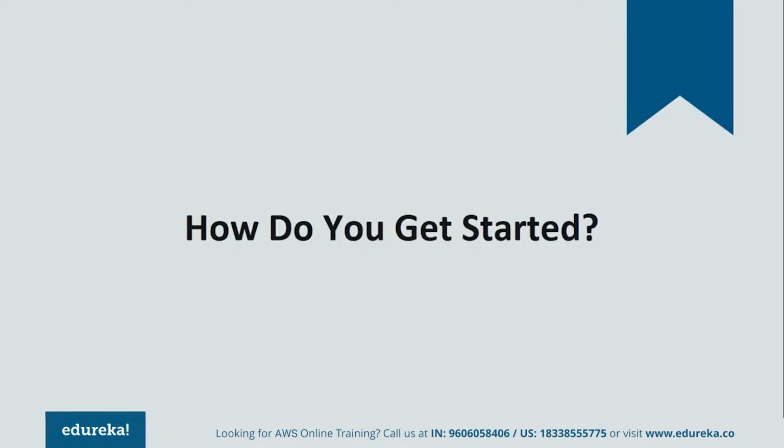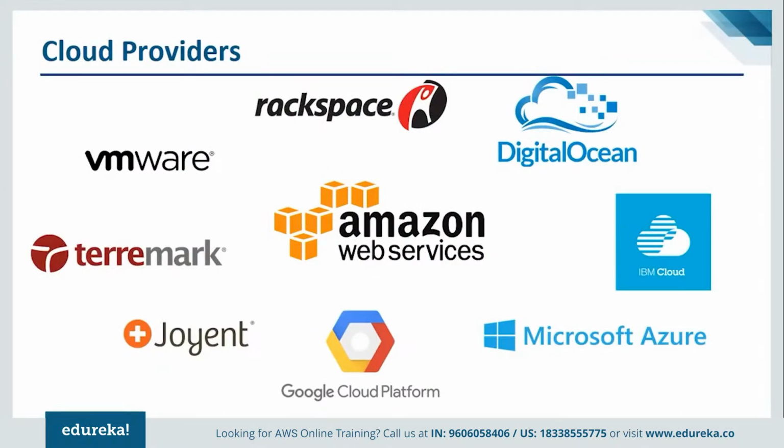For using cloud computing, you first have to contact a cloud provider. And if you want to choose which cloud provider to use, there are actually hundreds of cloud providers out there. Right? So which one to choose? Let me list out a few of the cloud providers. You have Rackspace, you have DigitalOcean, you have IBM Cloud, Microsoft Azure, Google Cloud Platform, Joyent, Terremark, VMware, and of course AWS, right? AWS and Microsoft Azure, if you talk about them, are the top two cloud providers in the industry, right?